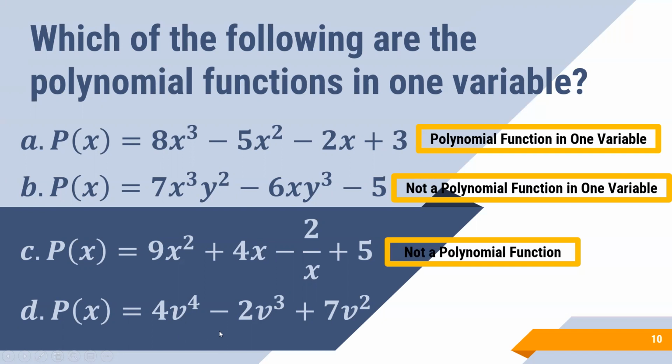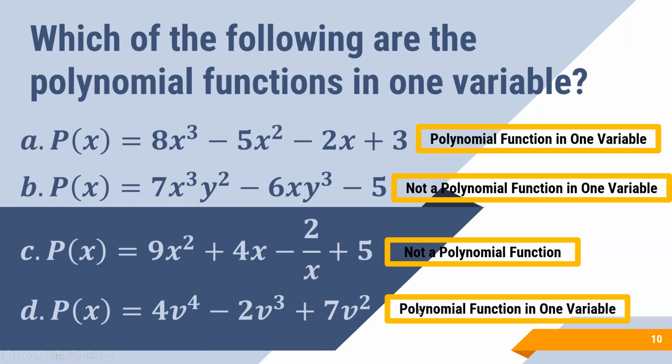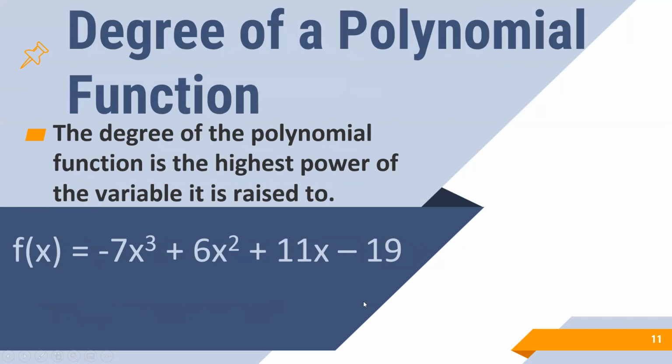Letter D, P of x is equal to 4v raised to 4 minus 2v cubed plus 7v squared. So this is a polynomial function in one variable because meron lang siyang isang variable which is v. Alright, so let's proceed now to the degree of a polynomial function. So the degree of a polynomial function is the highest power of the variable it is raised to.